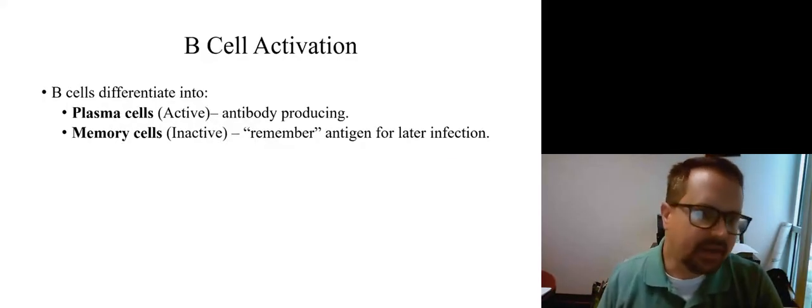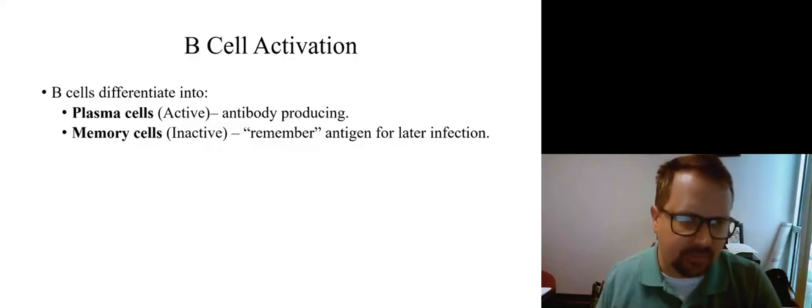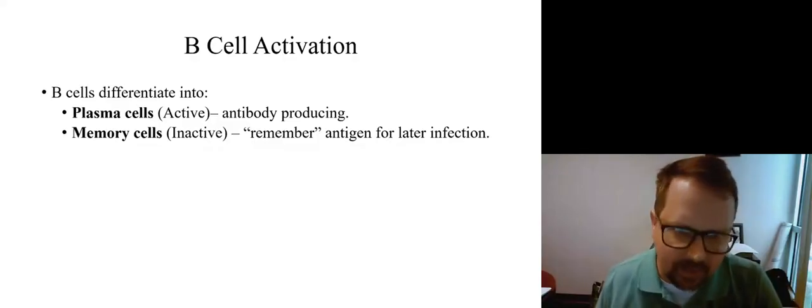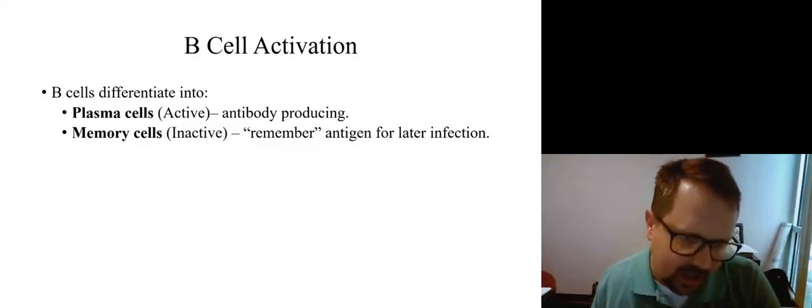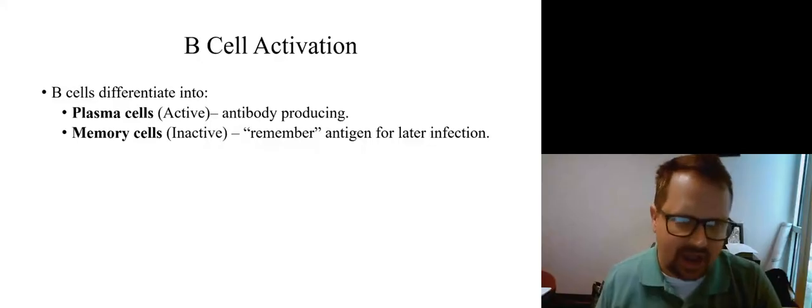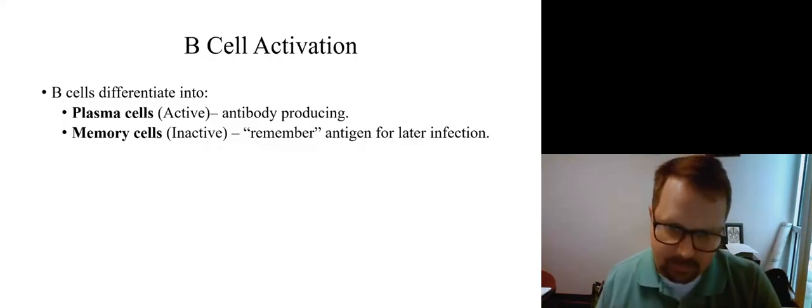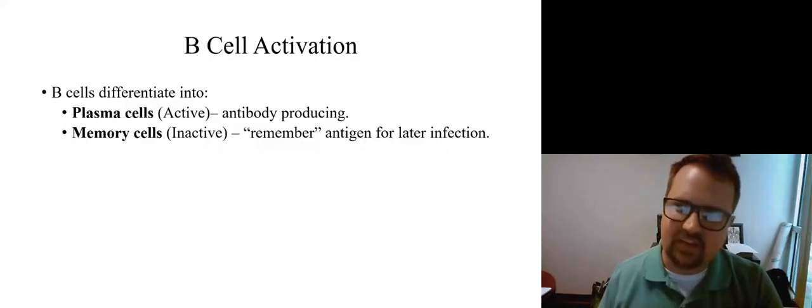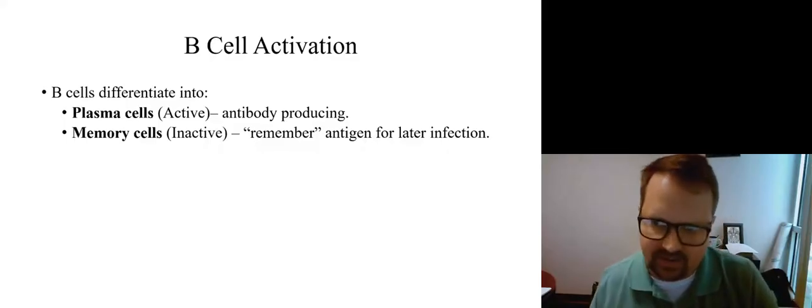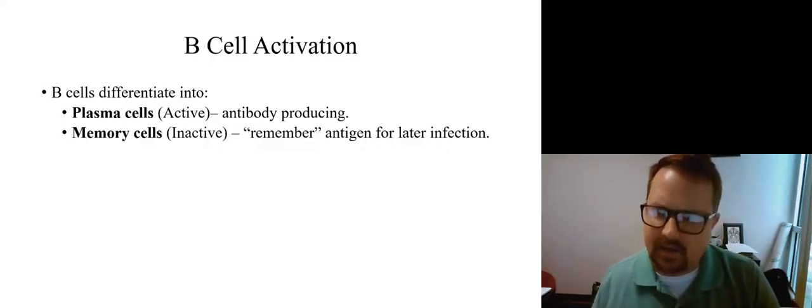Now, B cells differentiate into plasma cells, antibody producing, and memory cells. The plasma cells are active, the memory cells are inactive. The plasma cells make antibodies, the memory cells just remember, and as soon as they see this antigen, they get activated.